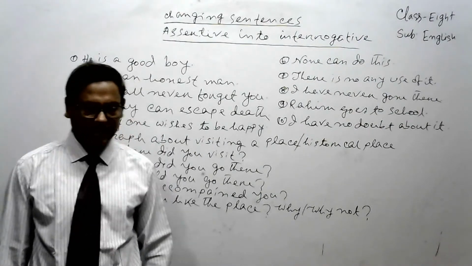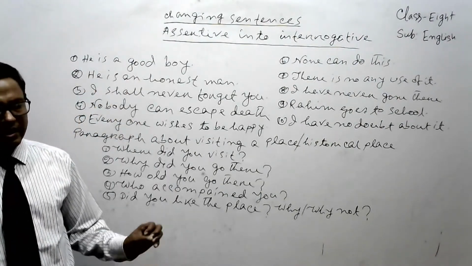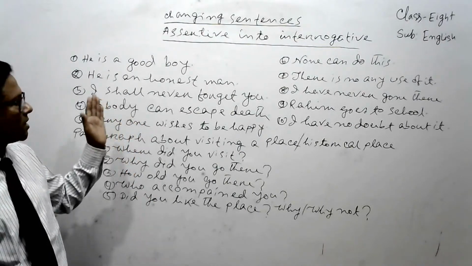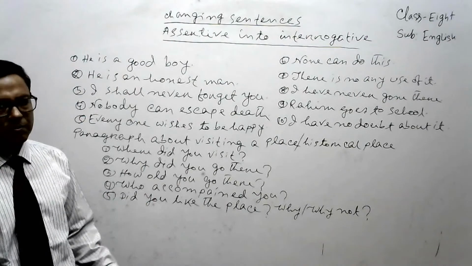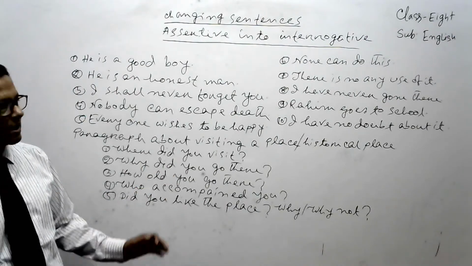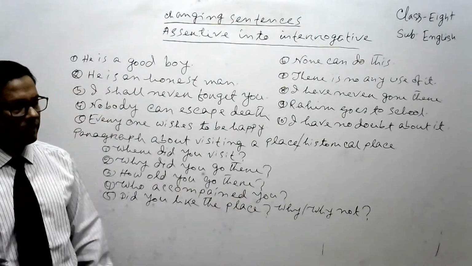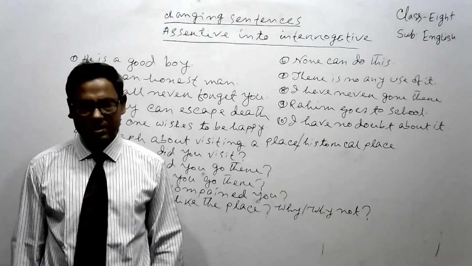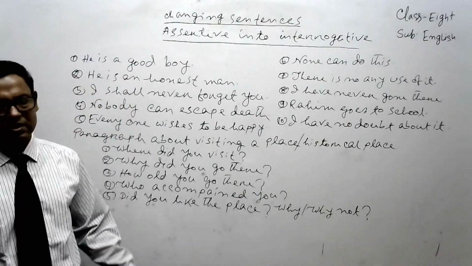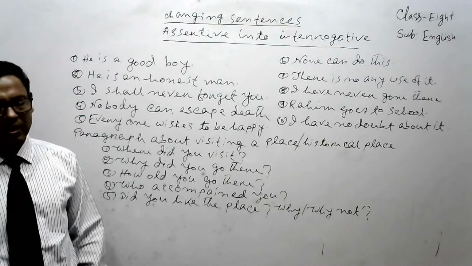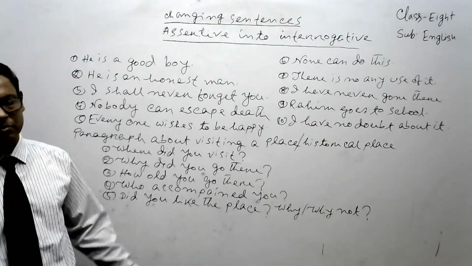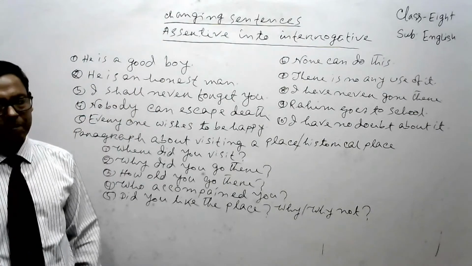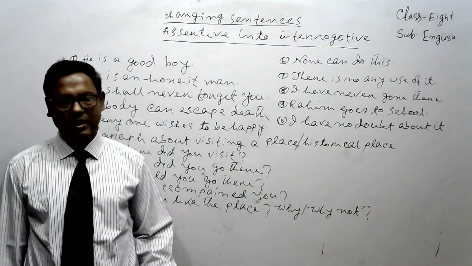So in class 8, I spoke about transformation, but you only have to practice affirmative to interrogative, affirmative to negative, affirmative to exclamatory, affirmative to imperative. In this way, you can complete the transformation of sentences, especially in class 8. Of course, you have to practice active and passive voice, and narration also, which is not transformation, but you have to practice direct and indirect narration, and it will help in the higher classes.